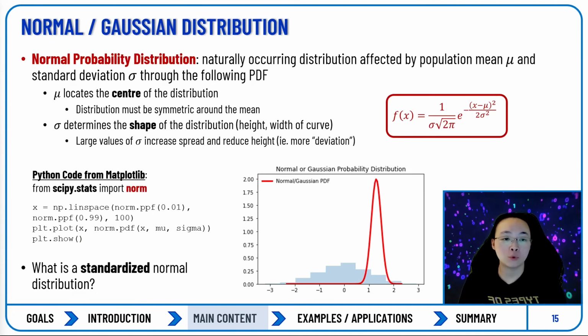We've now arrived at the normal or Gaussian distribution. The normal probability distribution is called normal because it's a naturally occurring distribution that's affected by a population mean called mu and a standard deviation sigma through the following probability density function. So the function is stated as this over here. We have f of x is equal to 1 over sigma times the square root of 2 pi, and then times e to the power of negative, and then this term over here.